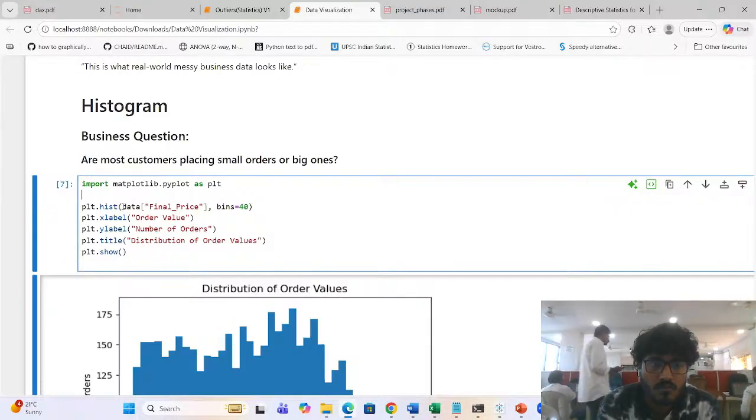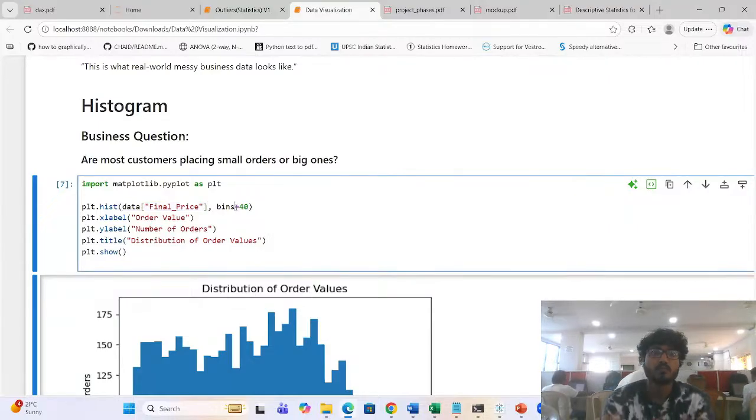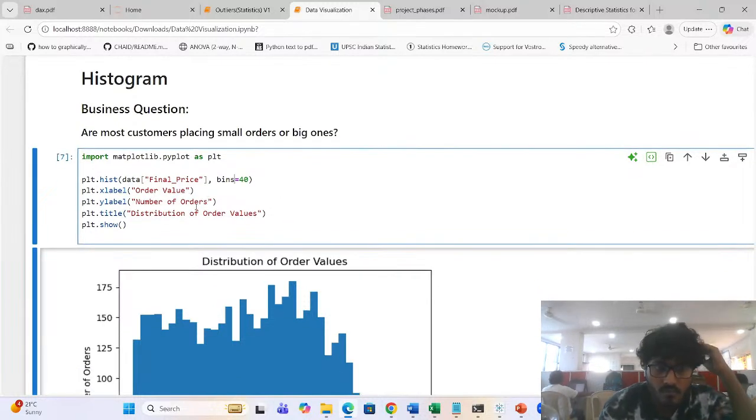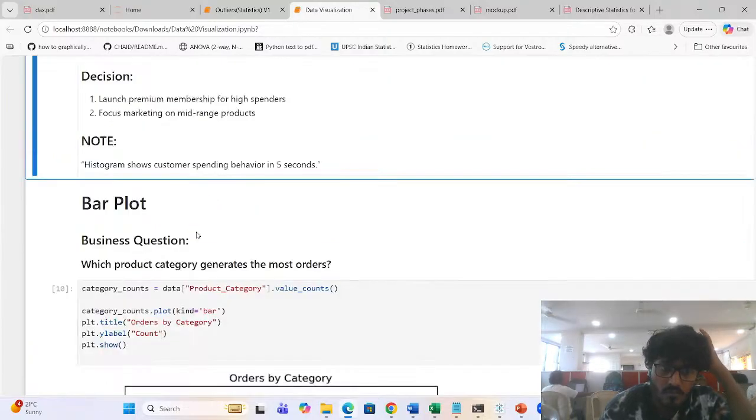So how are you passing a series? A single column in a data frame is nothing but a series. So data of final price. I'm telling the program to divide it into 40 bins. Sir, you only said to select a small number of bins. But here I have a large amount of data, so that's why I'm deciding this. But usually we don't go too high. Next, x-axis order value, y-axis number of orders. Yes or no? Let me go and do this.